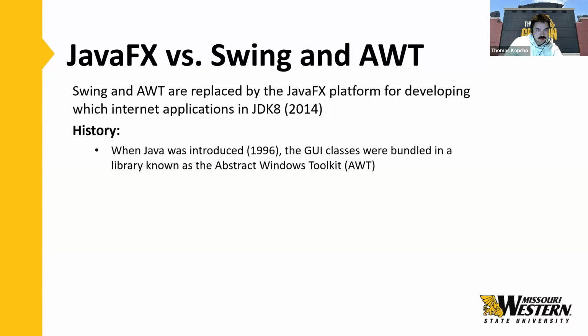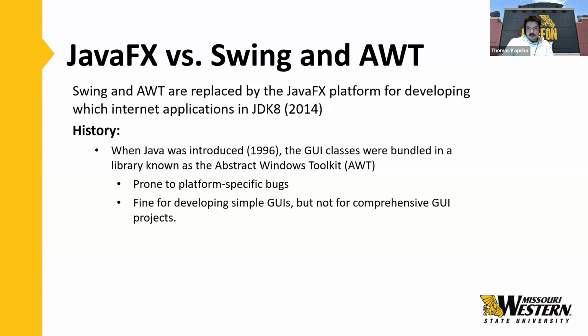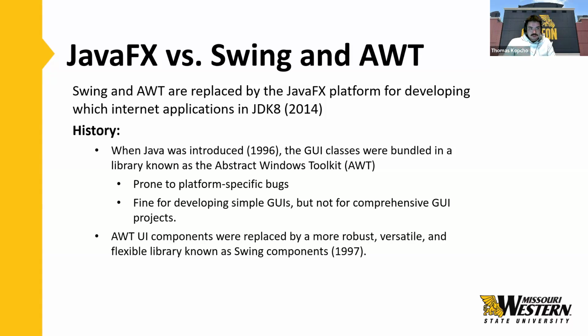So, when Java was first introduced in 1996, along with it came AWT. AWT was originally bundled with the first version of Java, right? And it really depended heavily on each platform's native GUI tools, leading to platform-specific bugs or inconsistencies. It was fine for developing simple GUIs, but not ideal for large, feature-rich applications.